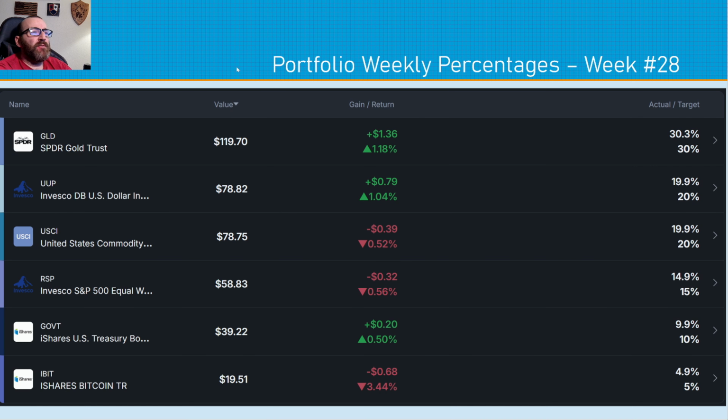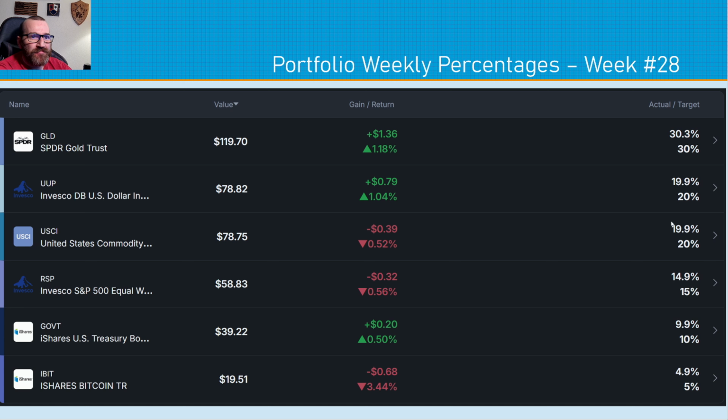We have our portfolio weekly percentages for week 28. We have our target weightings as always. So there was a change. You're going to see that. We have our gold position at 30% with our GLD ETF. We have our dollar position at 20% with our UUP ETF.